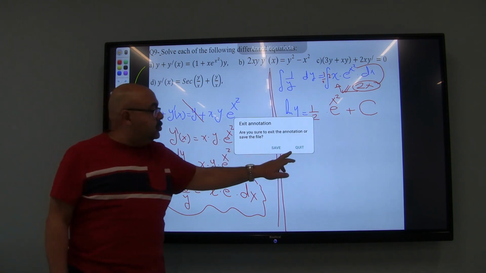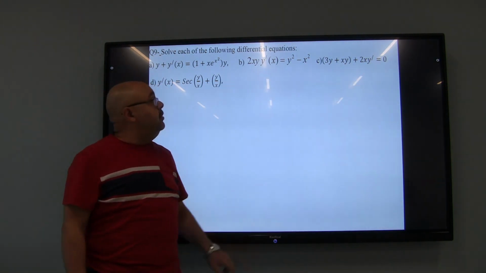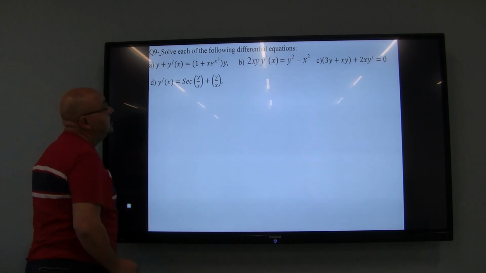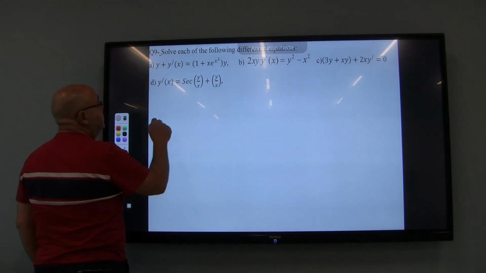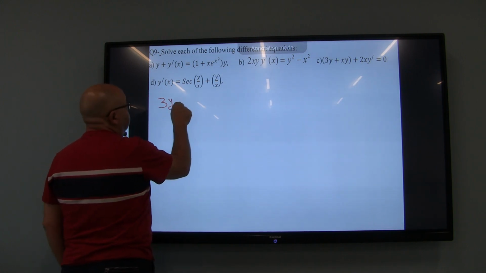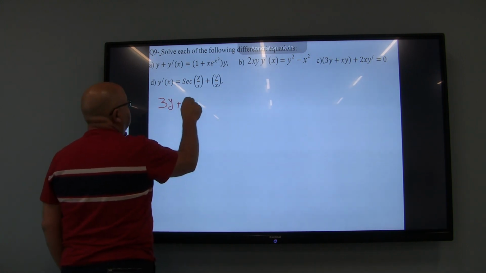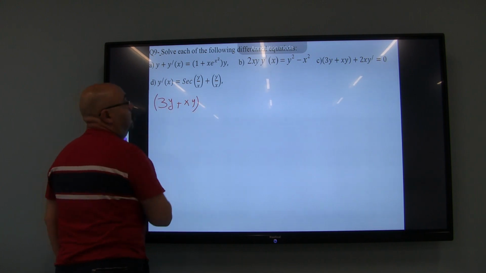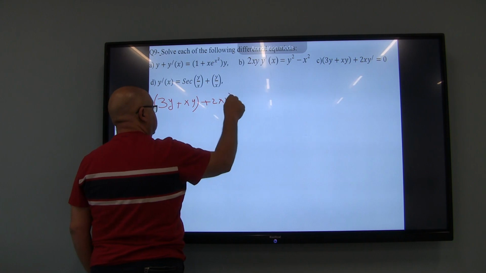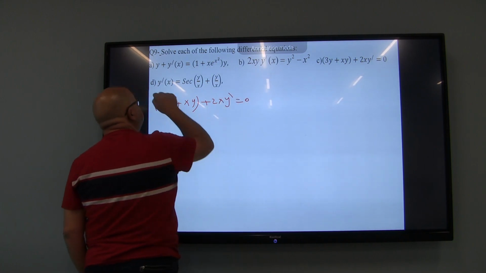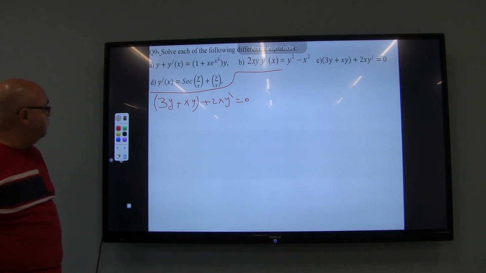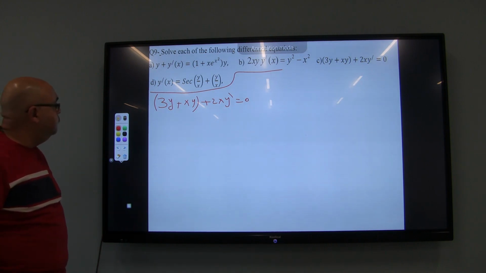Come look at problem number C, which is very very close to this one. Problem number C, look at C. C says 3y plus xy, all of them, plus 2xy dash. Can we separate this pattern? Is it separable? Any ideas?